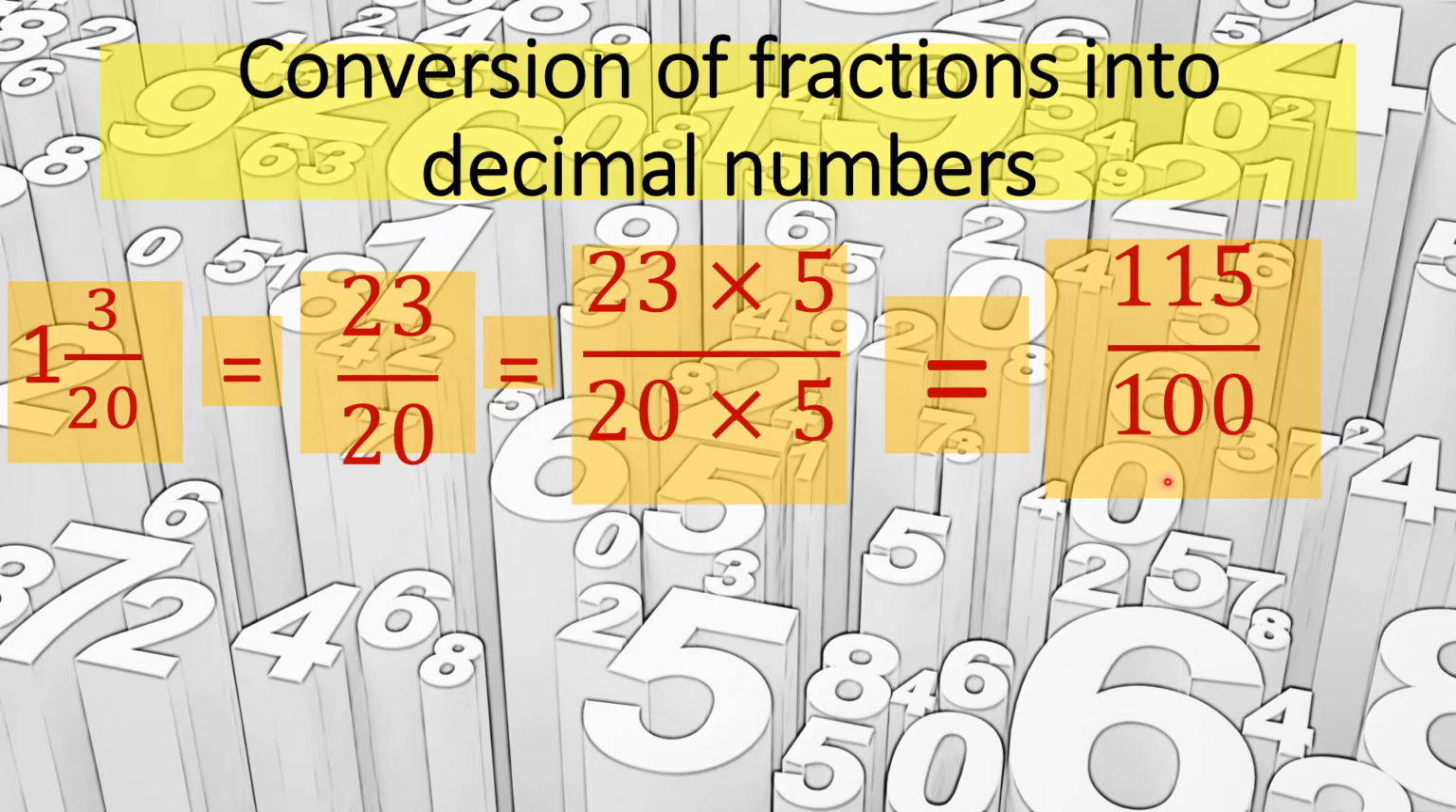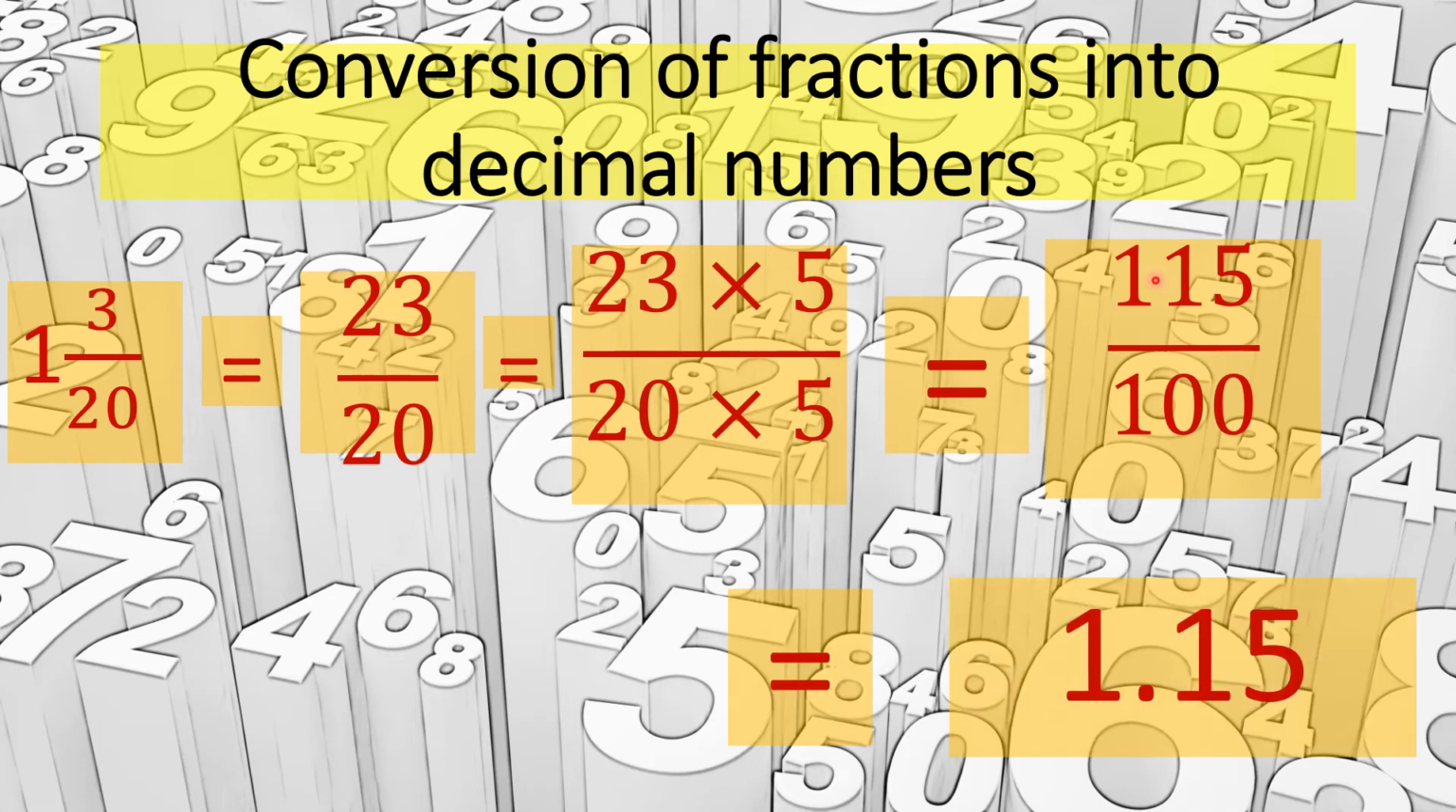Now it is a decimal fraction and we can easily convert into decimal number. How? Here are two zeros, 1 and 2. So we will count two digits from one's place, 1 and 2. It means we will put decimal here. So your decimal number is 1.15.